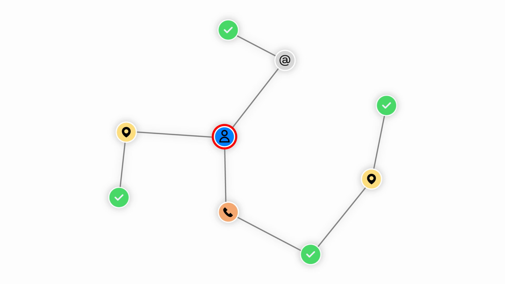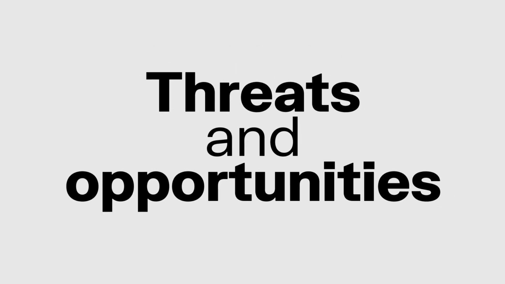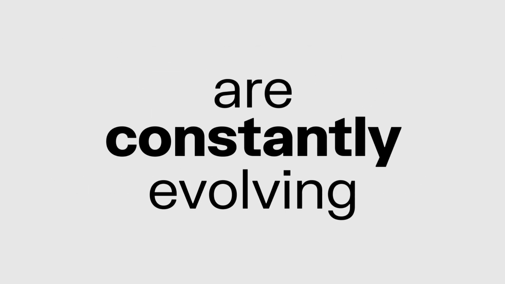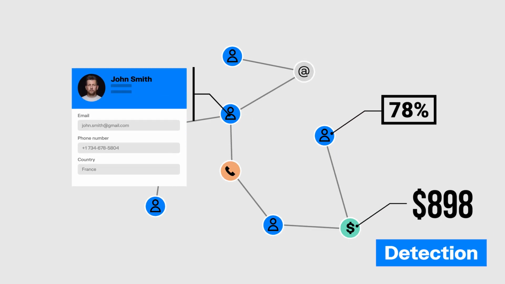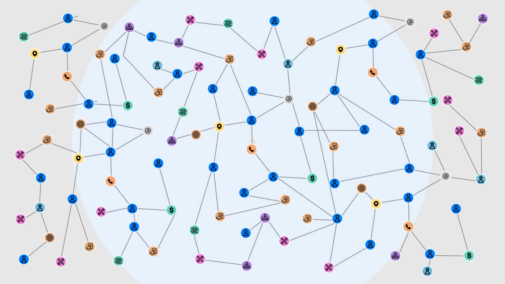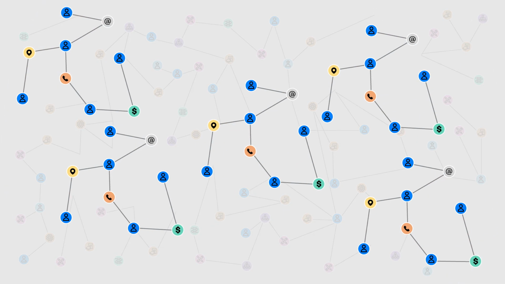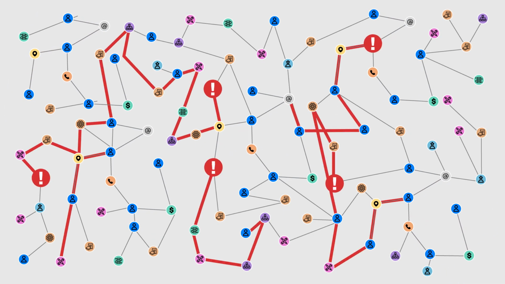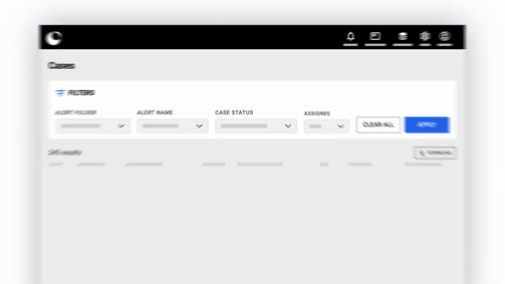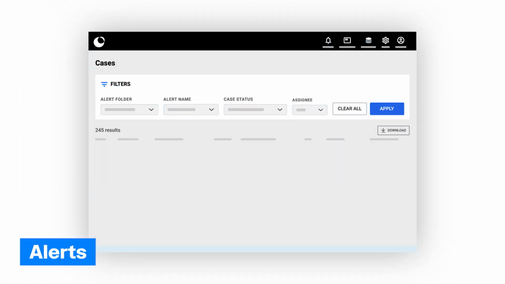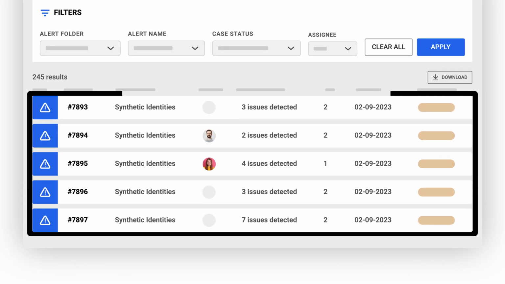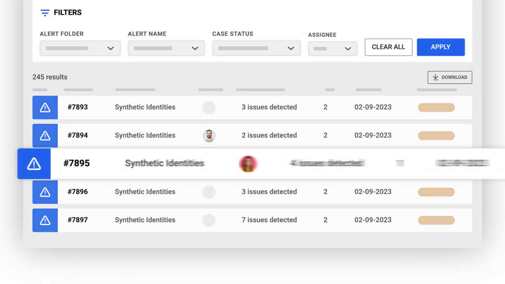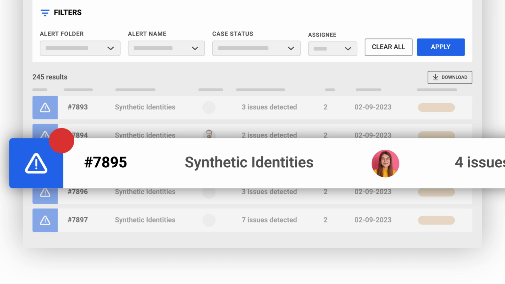But it doesn't stop there. Threats and opportunities are constantly evolving. That's why our platform takes it a step further with graph-powered detection capabilities that empower your team to work smarter, not harder. It scans your enriched data, identifying patterns and detecting anomalies that might otherwise go unnoticed. With the power of graph analytics and AI combined with configurable automations, the platform alerts you to the things that matter most, filtering out the noise and focusing your attention where it's needed.